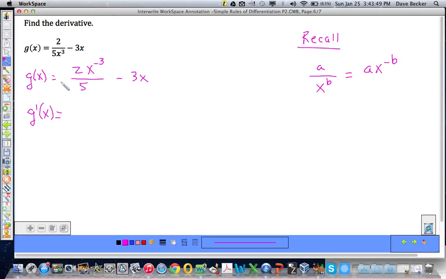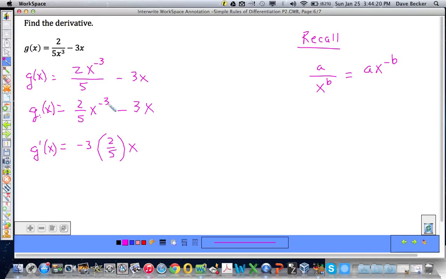So to take the derivative, let me rewrite that. I think it'll be a little easier for you if I rewrite that real quick. I'm going to say that's equivalent to 2/5 x to the negative 3, which I know you know, but it just makes it easier if we're looking straight at it like that. So the derivative is going to equal negative 3 times 2/5 x. And what's negative 3 minus 1? That's going to be negative 4.